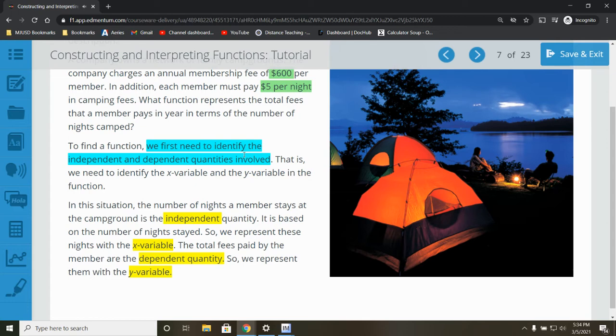To find a function, we first need to identify the independent and dependent quantities involved. That is, we need to identify the x variable and the y variable in the function. In this situation, the number of nights a member stays at the campground is the independent quantity. It is based on the number of nights stayed. So, we represent these nights with the x variable. The total fees paid by the member are the dependent quantity. So, we represent them with the y variable.